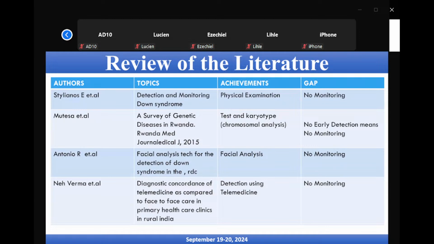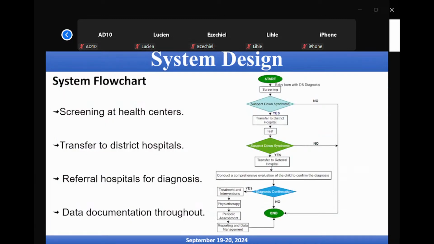To identify the gap, we reviewed the existing works related to this topic. We found that they do not address well the monitoring of the progress of the suspected or detected case of Down syndrome, and some of them did not provide a way of early detecting that case. Relating to our work, the system will be used from low-level health facilities where mostly the delivery takes place.